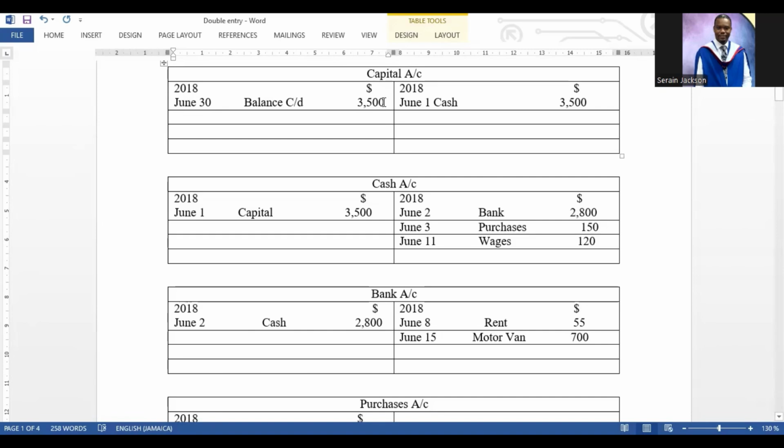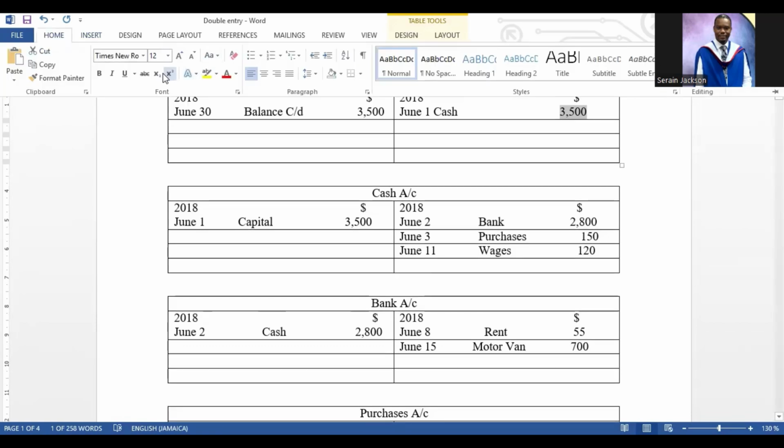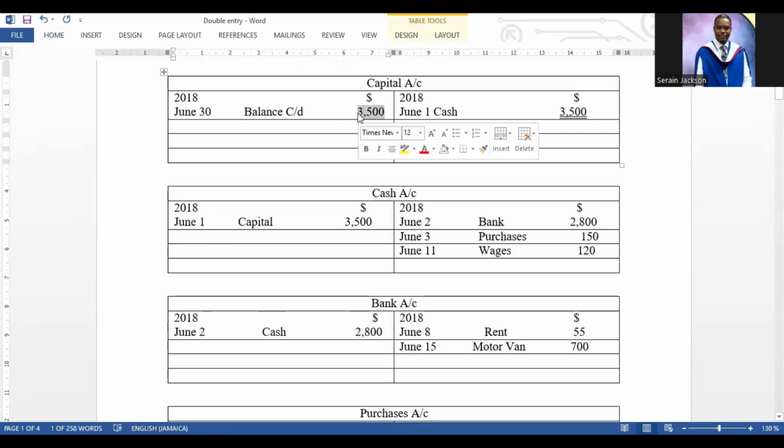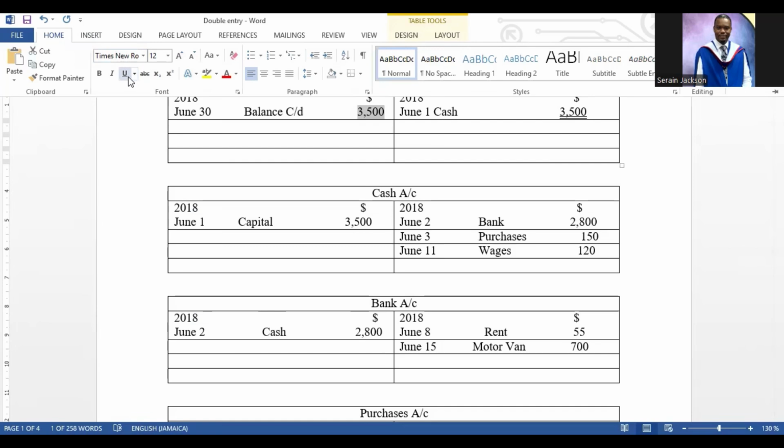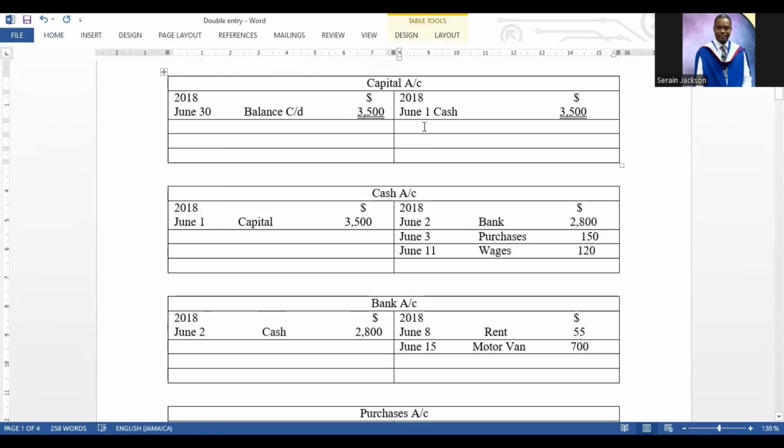Now, a simple trick here: we may not have to go through all the 5 steps for this account, because this account only has one transaction. Because it only has one transaction, we can skip totaling the account and simply double line these two amounts. You would realize that we skip the fourth step. So now the account is totaled.